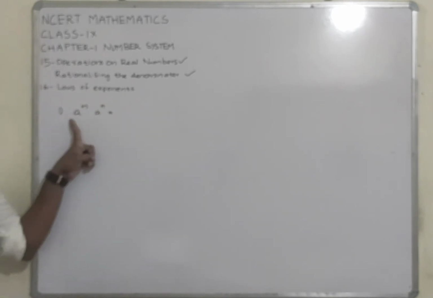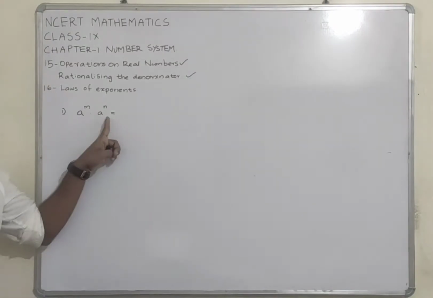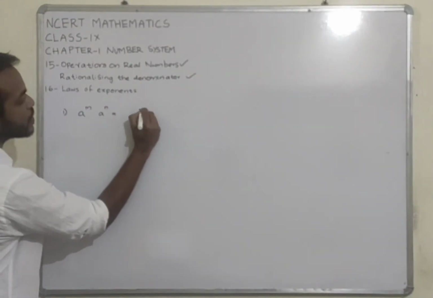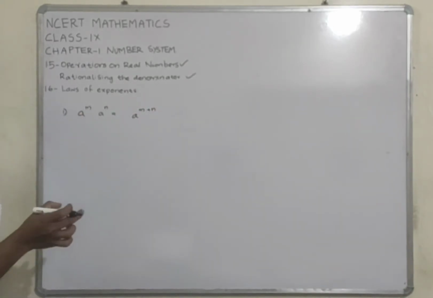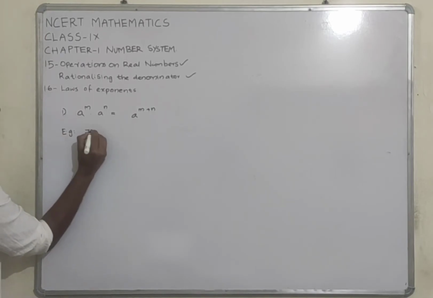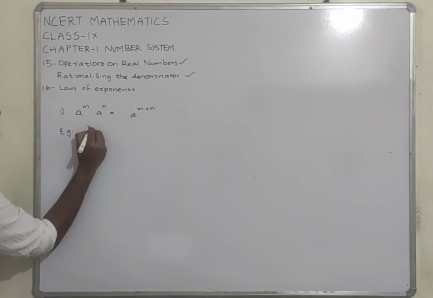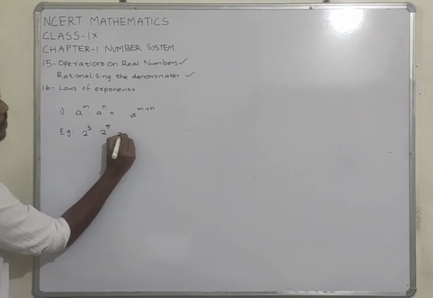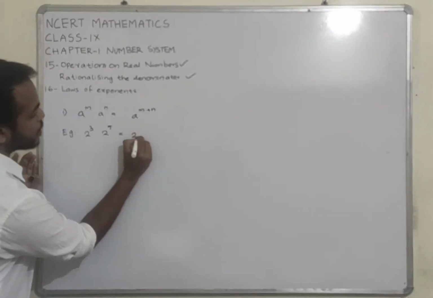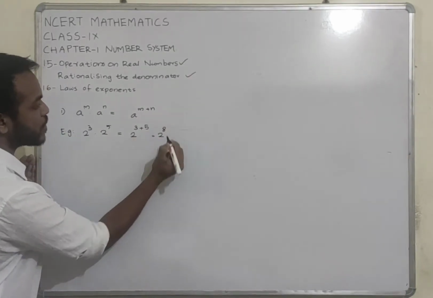That is, if there is a number whose power is m and the same number whose power is different, that is n, then this can be written as the number to the exponent in which the powers are added. Let's see with an example. Let's try for a small number. 2 raised to 3 into 2 raised to 5. Since 2 is the same, we can write this as 2 raised to 3 plus 5, that is 2 raised to 8.